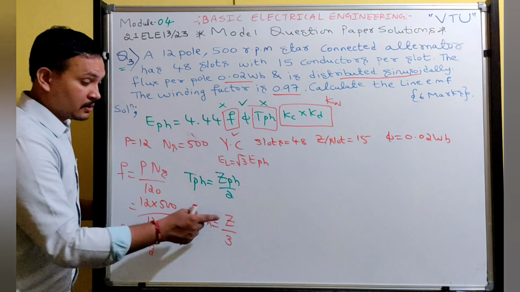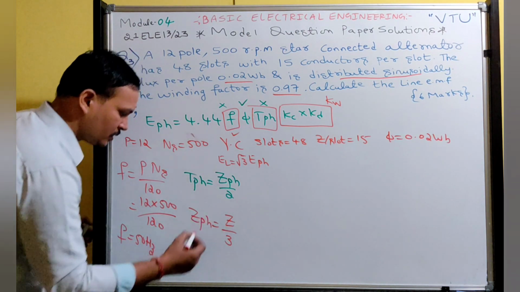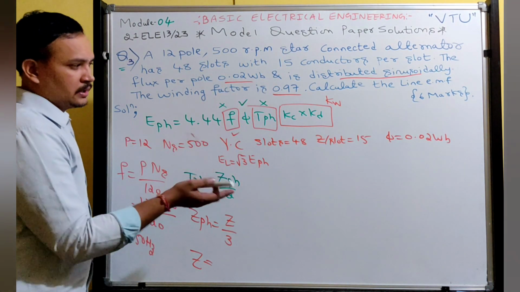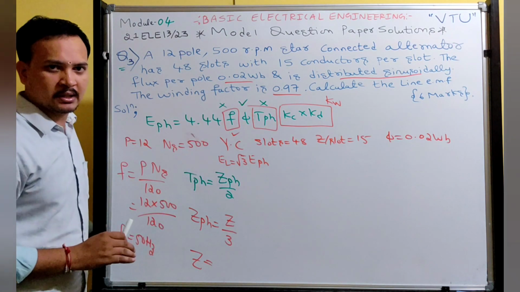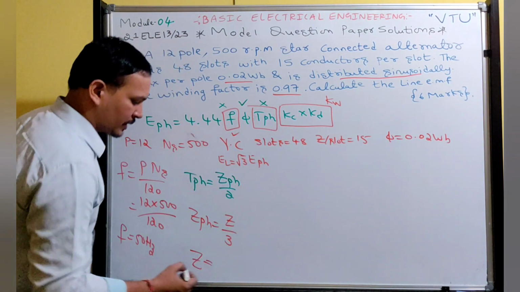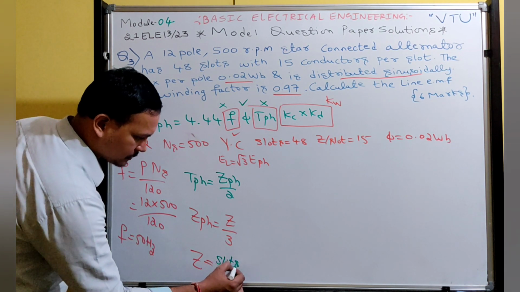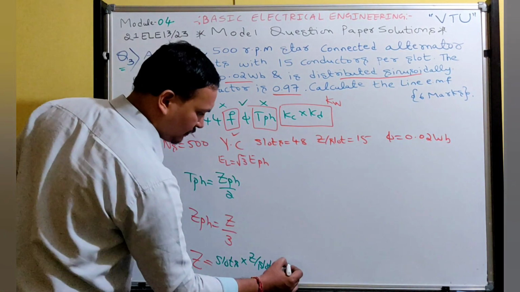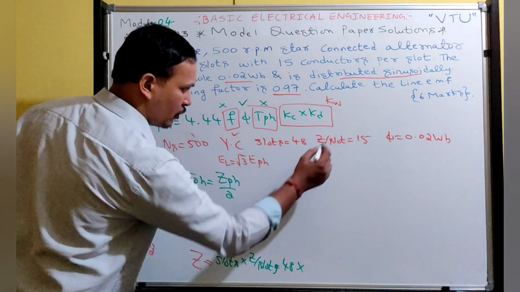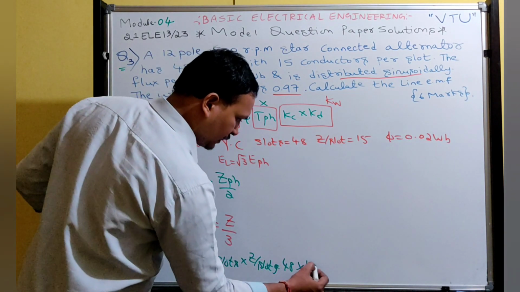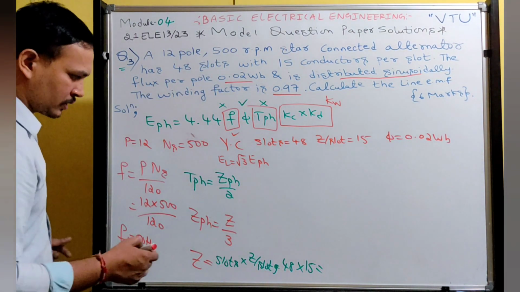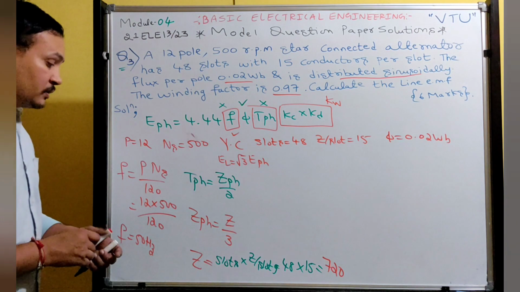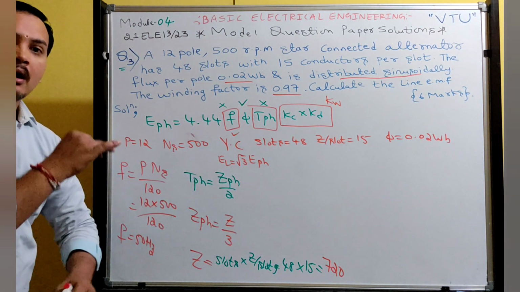What do you mean by Z then? Z is called the total number of conductors. The total number of conductors is not given in the problem. They have given some slots, and in one slot that many conductors are there. So from this you can find the total conductors. What is the formula for that? Number of slots into conductors per slot. How many slots in the question? 48. Into how many conductors in one slot? 15. 48 into 15, how much are you going to get? 720 conductors. That many conductors are there in the alternator.